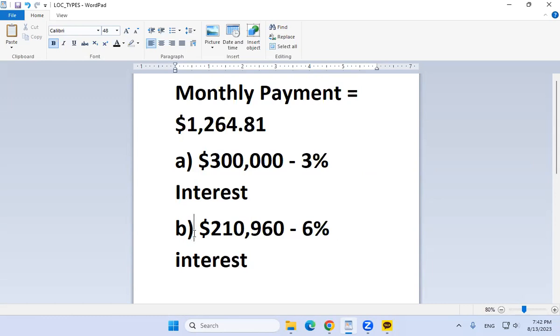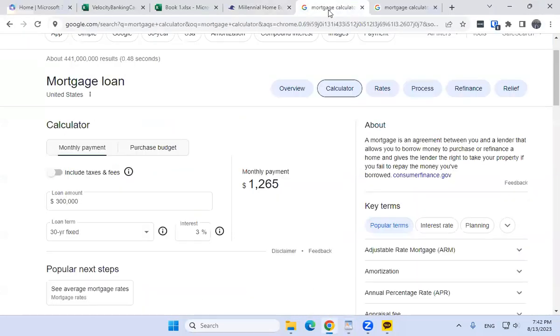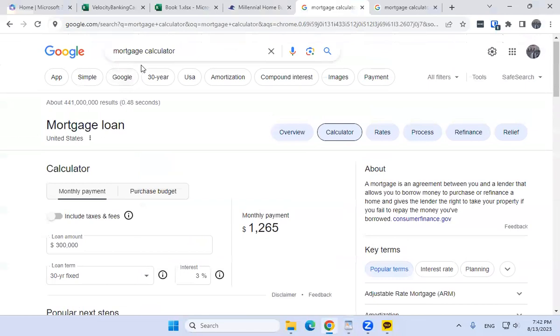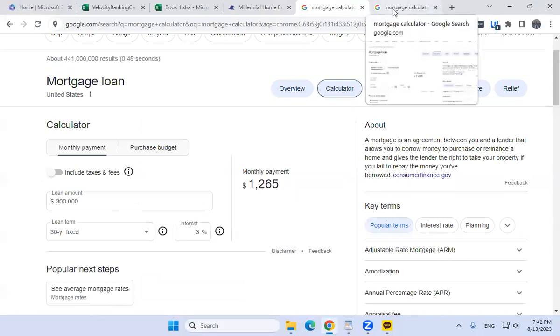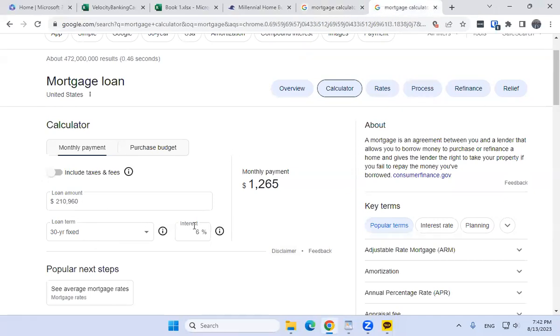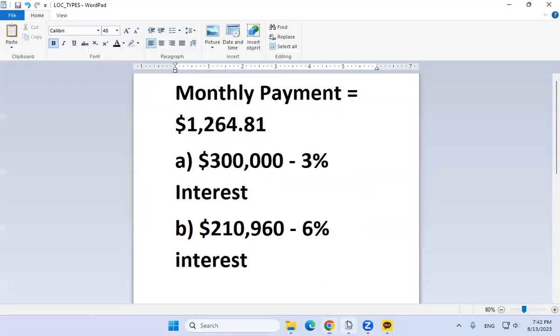Now, one of the things you do want to do is always verify that the monthly payment is correct, and you can just figure it out by going to Google. I have already Googled these two situations. Just type in mortgage calculator in Google, $300,000 loan amount, 3% interest, and Google does round it, so that's why it's a little bit off here. And then the next one is $210,000 at 6% interest, and the monthly payment is $1,265. So the monthly payment for these two situations is exactly the same.